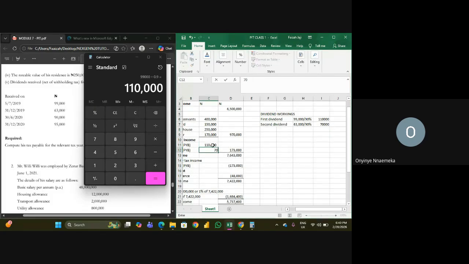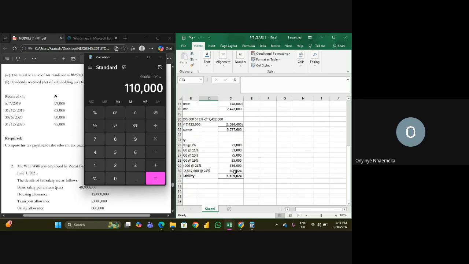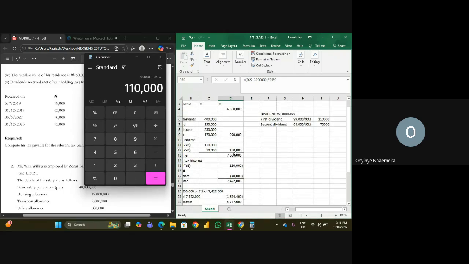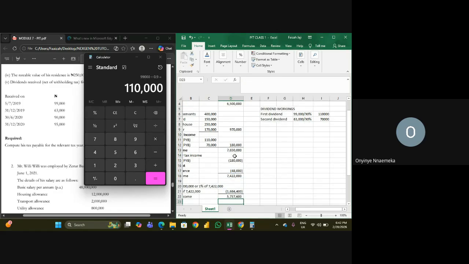110, 70. Okay. But it will affect our tax. Let me just equals to this one minus 3.2. Let's close the bracket. Multiply by 24%. Did the figures change? I don't think the figure changed. Just to satisfy myself. Though it's supposed to automatically change. Okay, I guess this is correct.